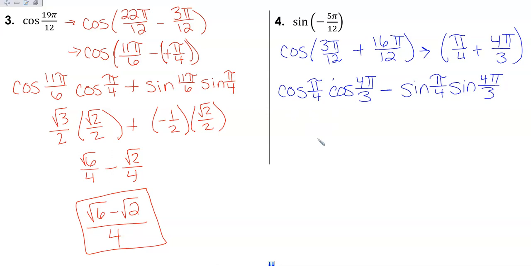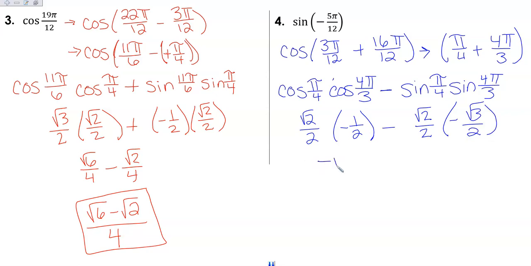So the cosine of pi over 4 is the square root of 2 over 2. The cosine of 4 pi over 3 is negative 1/2. The sine of pi over 4 is square root of 2 over 2. And the sine of 4 pi over 3 is a negative square root of 3 over 2.